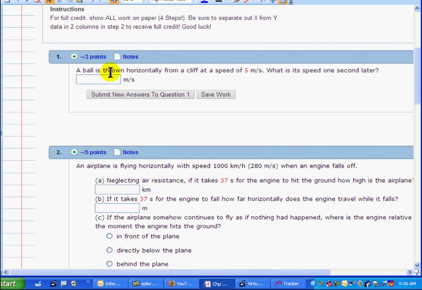Number 1 reads, a ball is thrown horizontally from a cliff at a speed of 5 meters per second. What is its speed 1 second later? Okay? So not a hard problem, but a little tricky because you have to actually understand what the problem's asking.